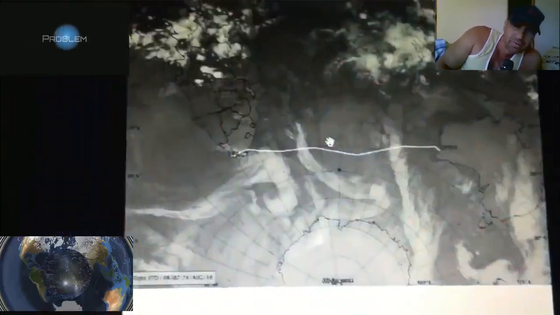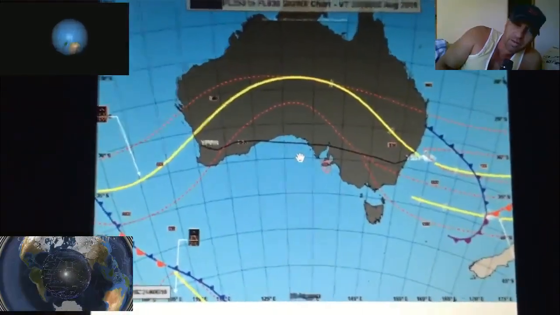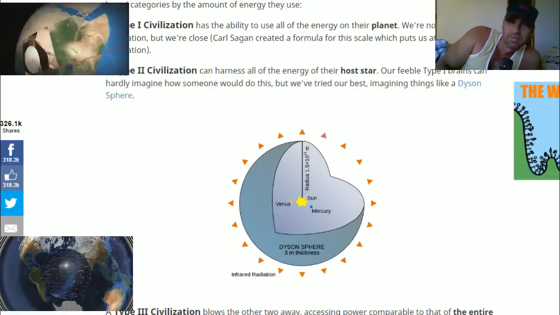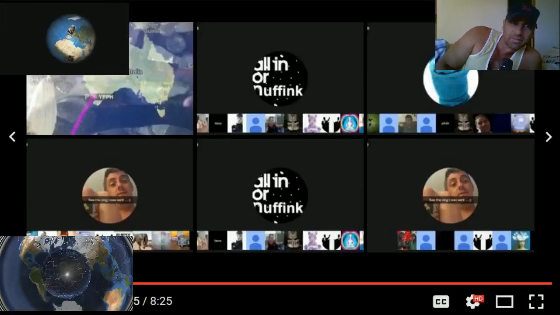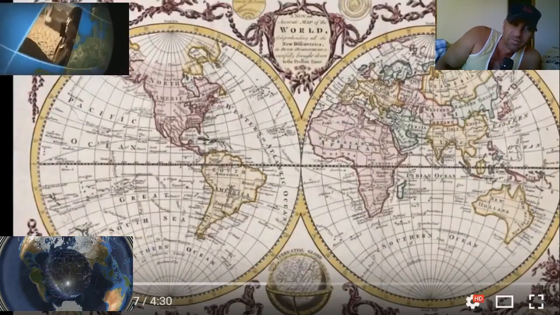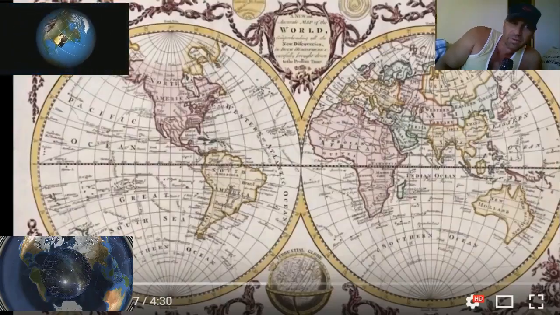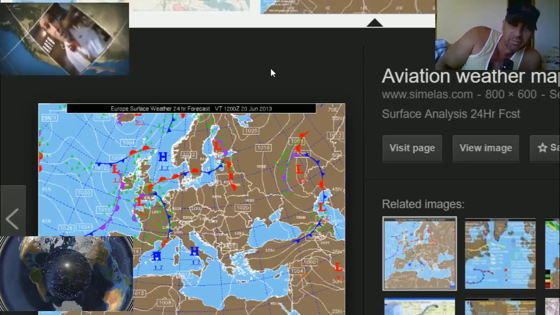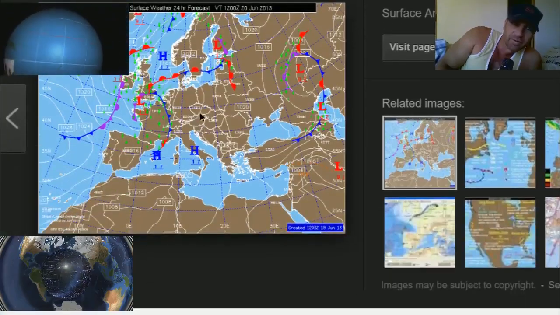The higher you go, the deeper you fly. The higher you go. Oh, look at this. Check this out. Not this. This. Old maps show Earth is concave. Look at this. Let's see this one here. The Jeppesen aviation weather map. Look at that. Even in the northern hemisphere, we're talking concavity.